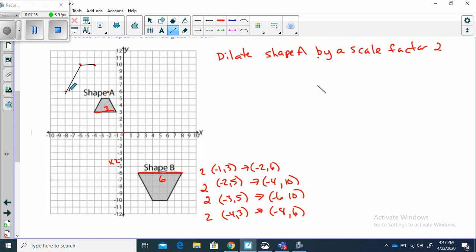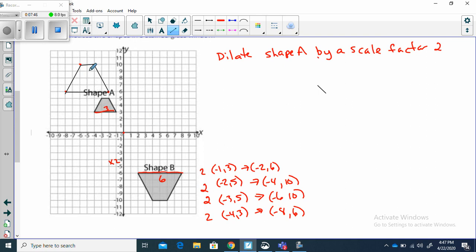This is what it's going to look like after we've dilated it. Okay, see how we've made it much bigger, twice the size as it was, and it moves away from the center of dilation. That's what happens whenever you're dilating a figure on a coordinate plane.